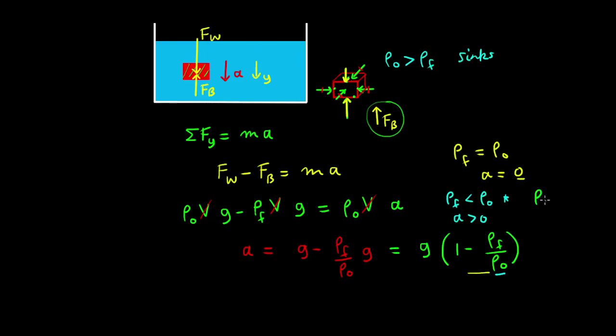But what if the density of the fluid is greater than the density of the object? Well, then this term here is going to be negative, isn't it? So 1 minus a number larger than 1 is negative, so the acceleration is less than 0. So it's going to act upwards, and the object is just going to float to the surface.